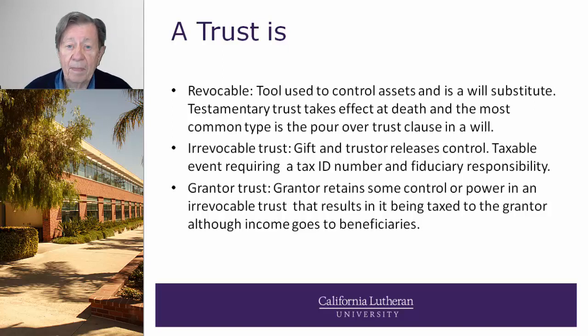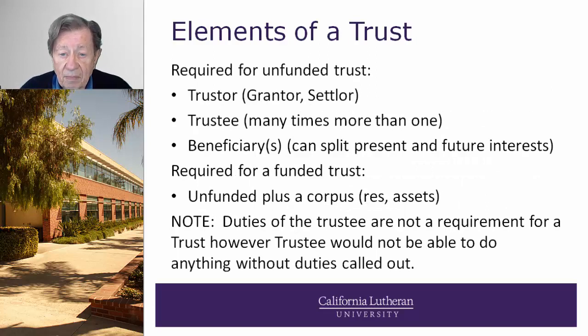Both occur. Elements of a trust: we have a trustor, we have a trustee, we have beneficiaries. Again, we can split the present and future interest. If we have a funded trust, we have an asset in it, and the asset is also called a res or assets. Most trusts are funded, although you will find unfunded trusts set up by lawyers, so you can add the assets later on.